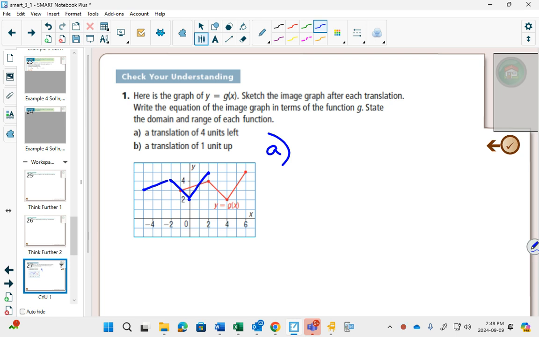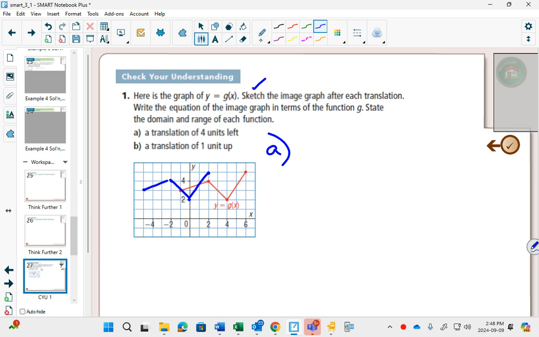You see that here's the graph of g of x, sketch the image graph after each translation. I did that sentence, but I didn't write the equation of the image. I didn't state the domain and range. I missed part of the question. So rereading helps us figure that out. The second sentence says, write the equation of the image graph in terms of the function g.